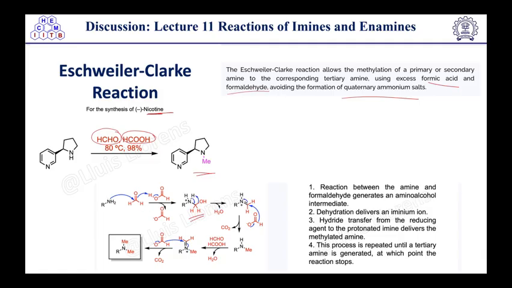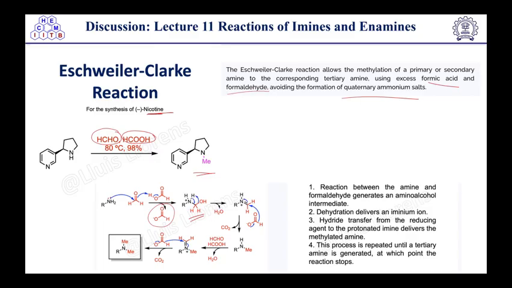How are we getting this one? This nitrogen will attack the carbonyl center, and it will open up. Then this negative charge will trap the proton from here, so this moiety will knock out if protonation takes place. After this we'll get the amino alcohol intermediate. After getting the amino alcohol intermediate, dehydration will take place, which will deliver an iminium ion.